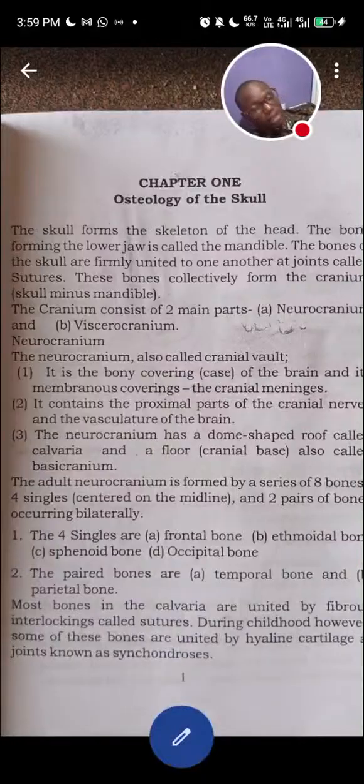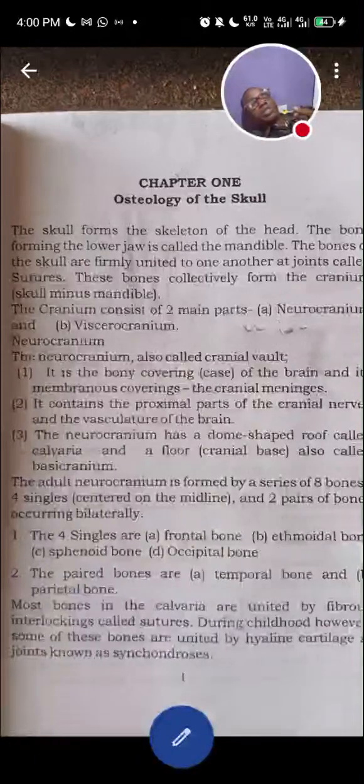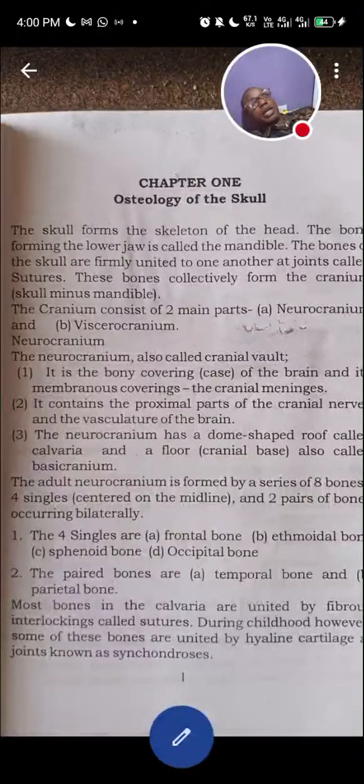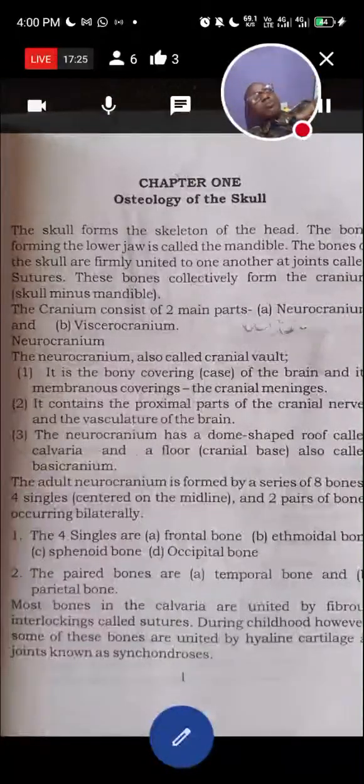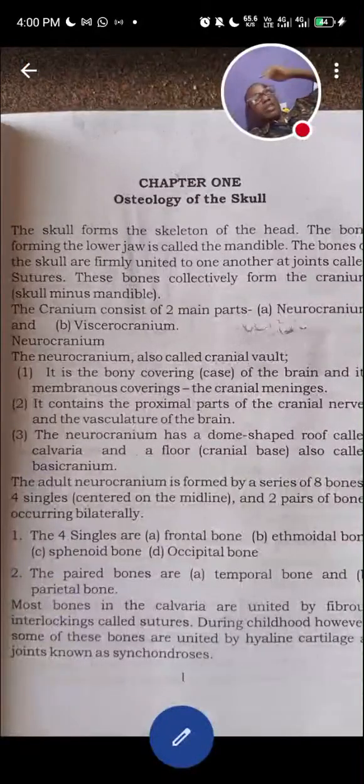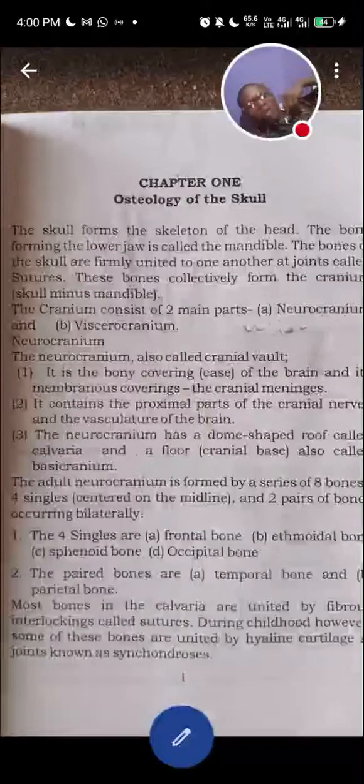So the characteristics are three. The first one is the brain bony covering. And what's the brain bony covering? That's the neurocranium. What did we say about it? Please pay attention. The brain bony covering has two things. It contains the cranial nerve and the vasculature of the brain.